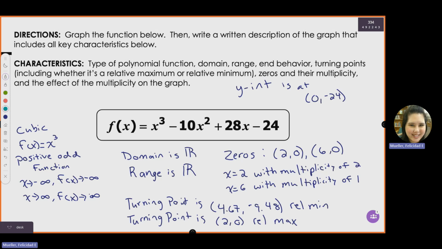Let's do this. So here's what my graph looks like, with my turning points. That's what it looks like. So for those that want to try it, there you go.